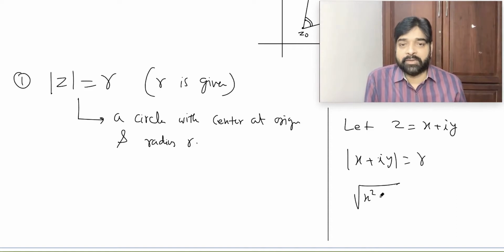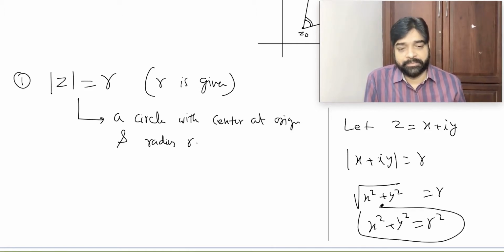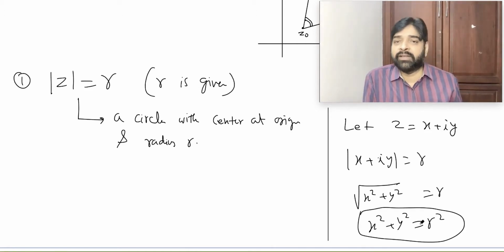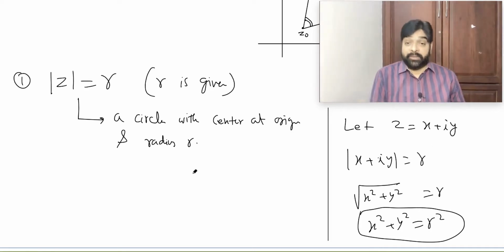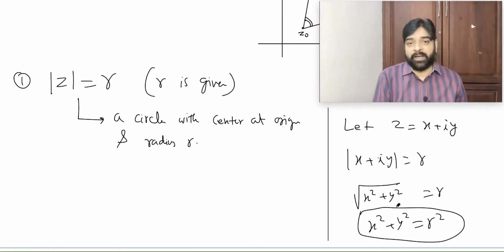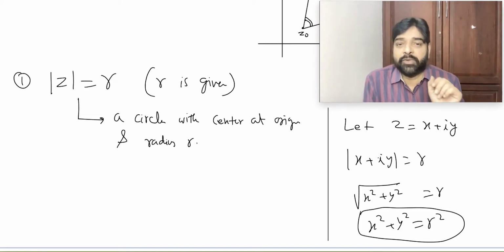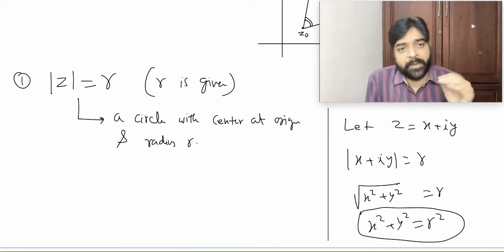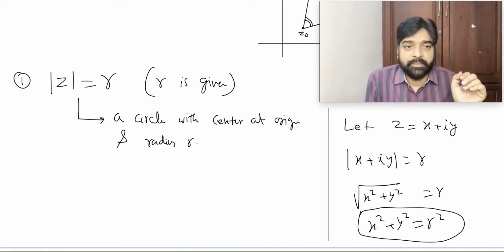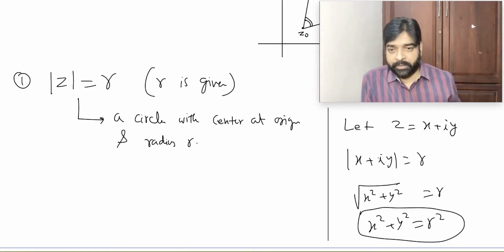Root of x square plus y square equal to r, or you can say x square plus y square equal to r square. All of you know the circle. This is the circle equation with the center origin and radius r. But this question is very simple doing this way. When a really complicated situation comes, it will be a problem. So I will always suggest you to go by graphical visualization. Every question will be done by that.